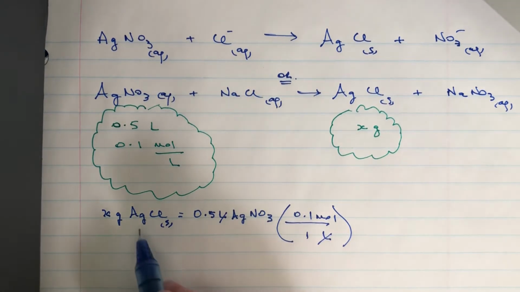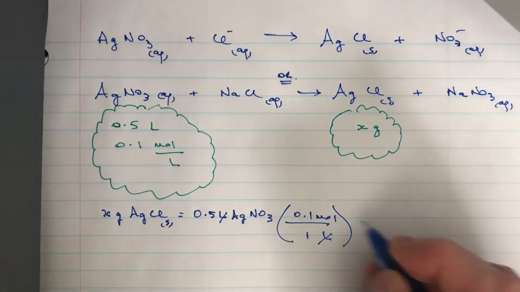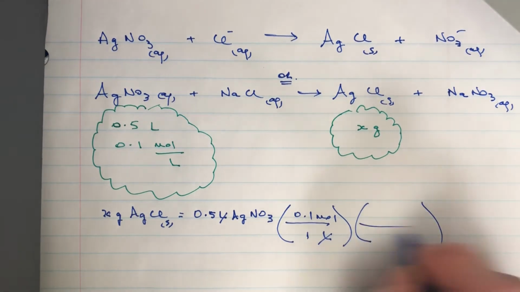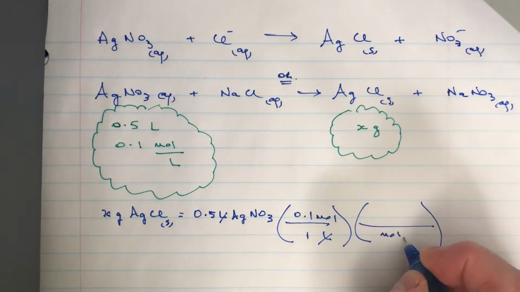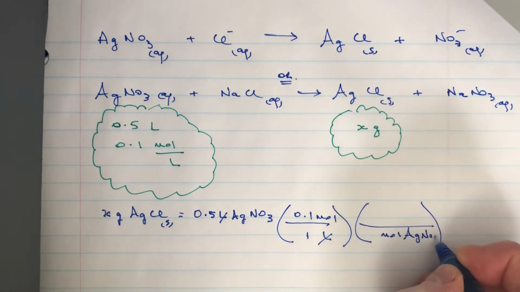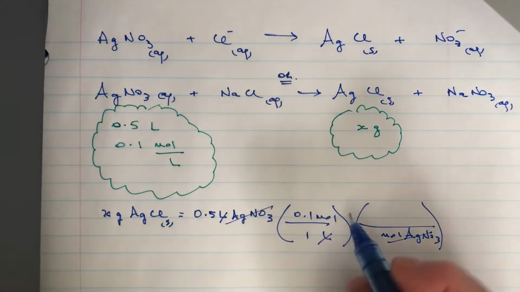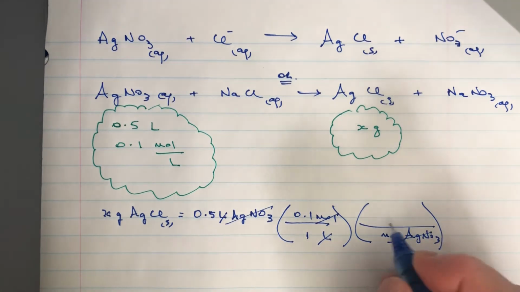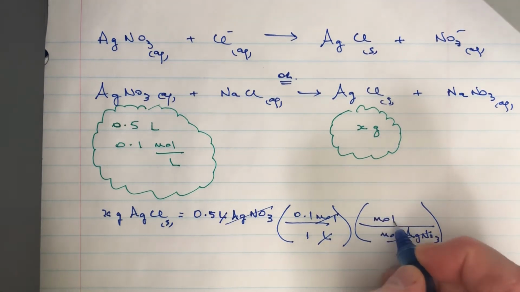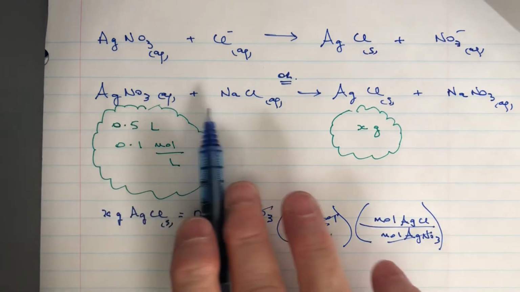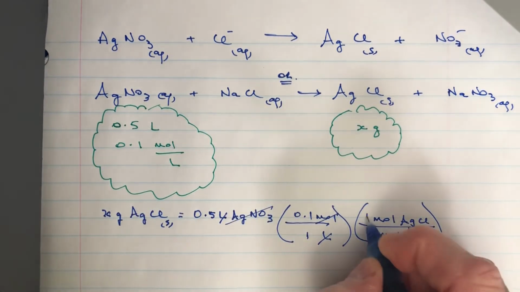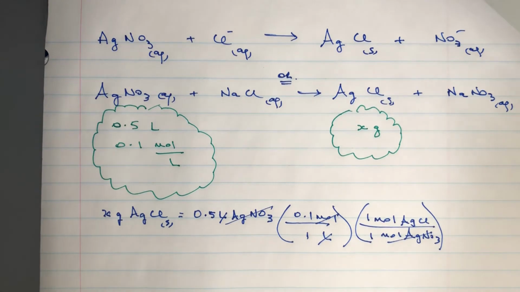We don't want this, we want AgCl, so we need a mole-to-mole ratio now. And the mole-to-mole ratio will look like this. Moles of what we want to get rid of will go at the bottom. Why? So they can cancel. Bye-bye. And moles of what we want will go up at the top. And because this is a nice 1-to-1-to-1-to-1 ratio, we're just going to go 1-to-1.